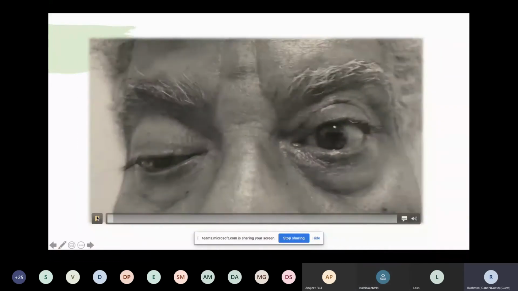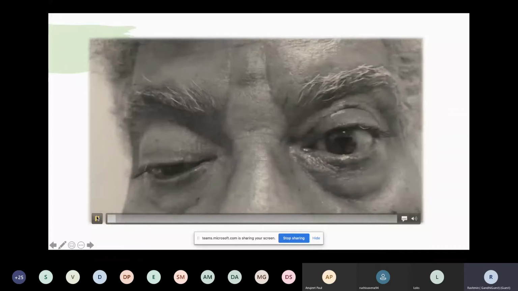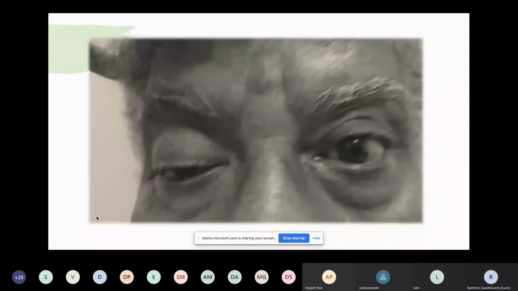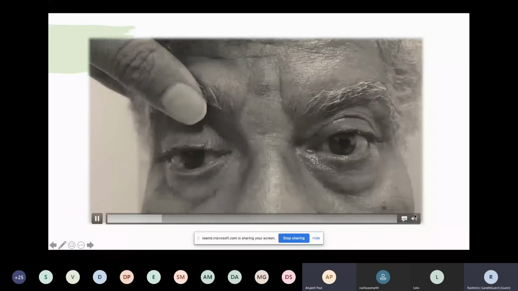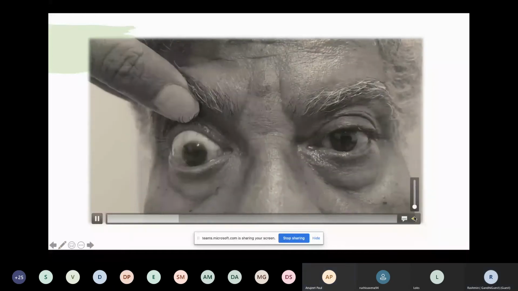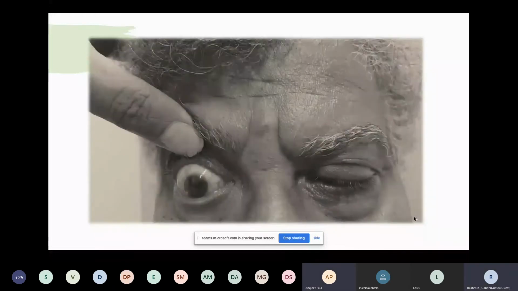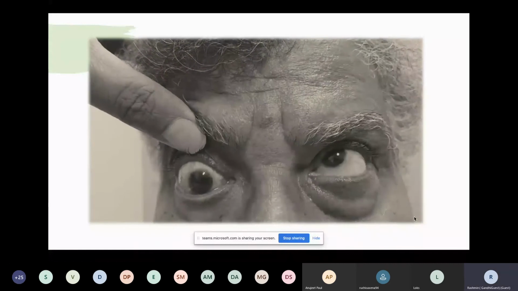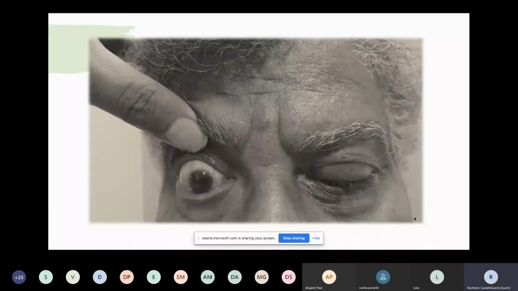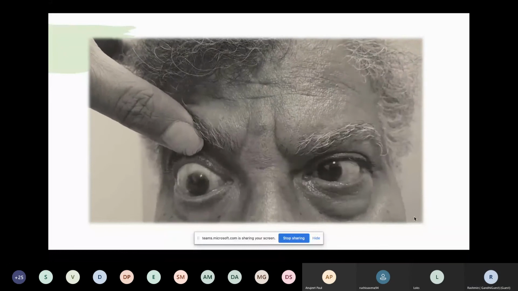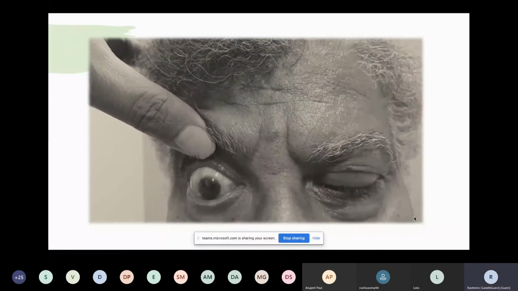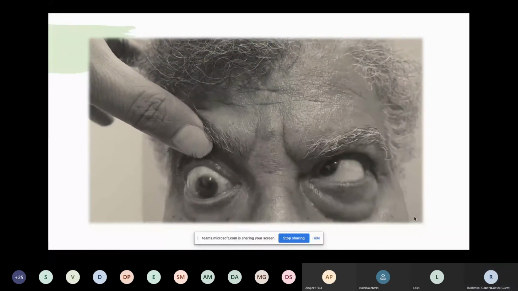So now let's look at this gentleman and see what you find here. Patient looking to the right, up, down, to the left. What do you think?